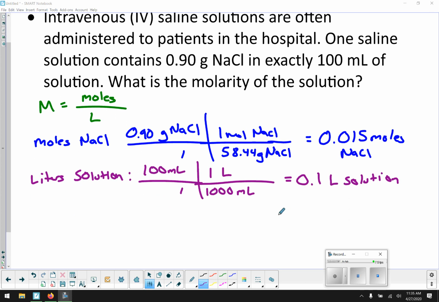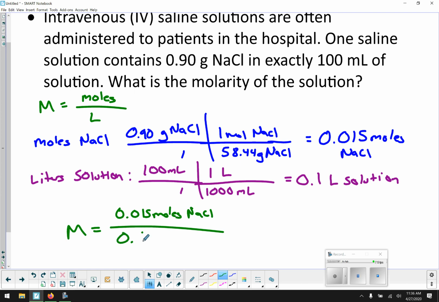So if we want to go moles per liter, all you have to do is, molarity equals 0.015 moles over 0.1 liters. And this one I can do in my head. So you end up with 0.15 molar NaCl. Molarity, by the way, is abbreviated with a capital M, and it has to be capital.